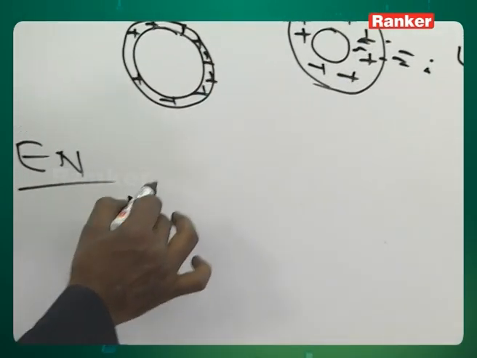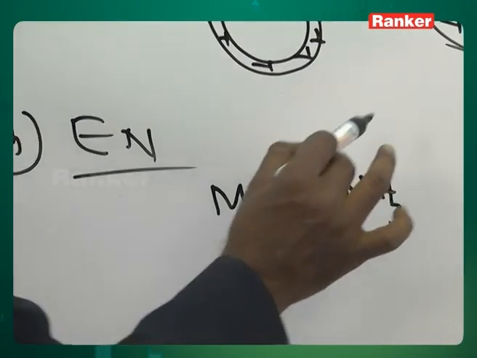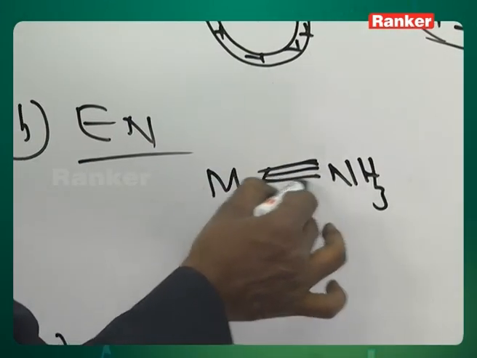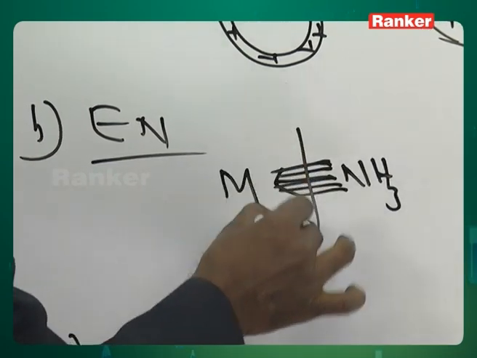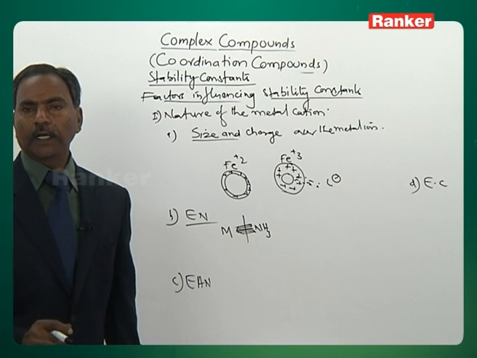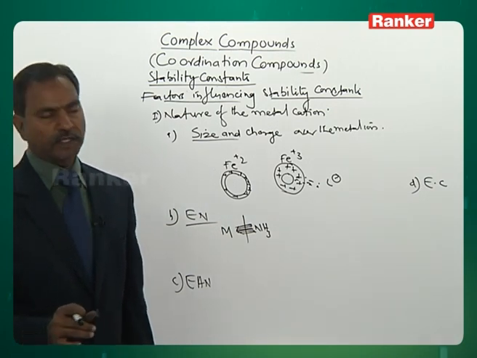Suppose you take a metal with greater electronegativity, it easily accepts a donated pair of electrons, and strength of the bond will be high. Therefore, it will be more stable. Greater the electronegativity of the metal cation, the more highly stable complex it can produce.